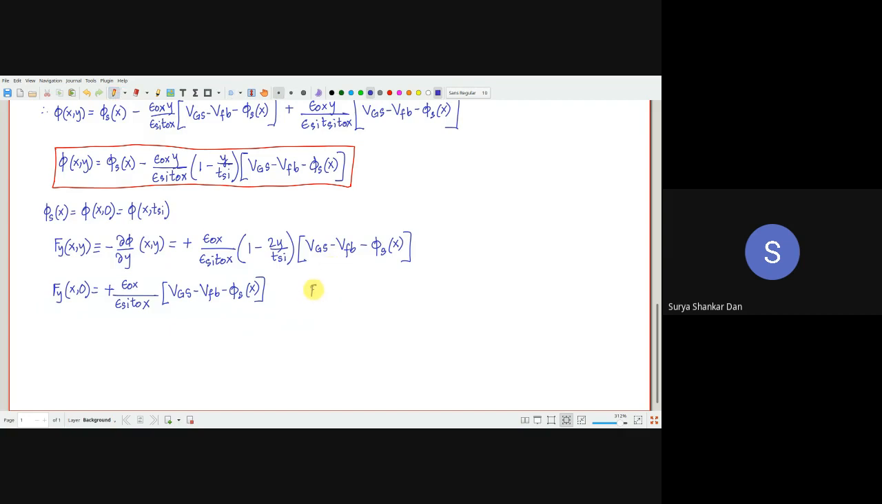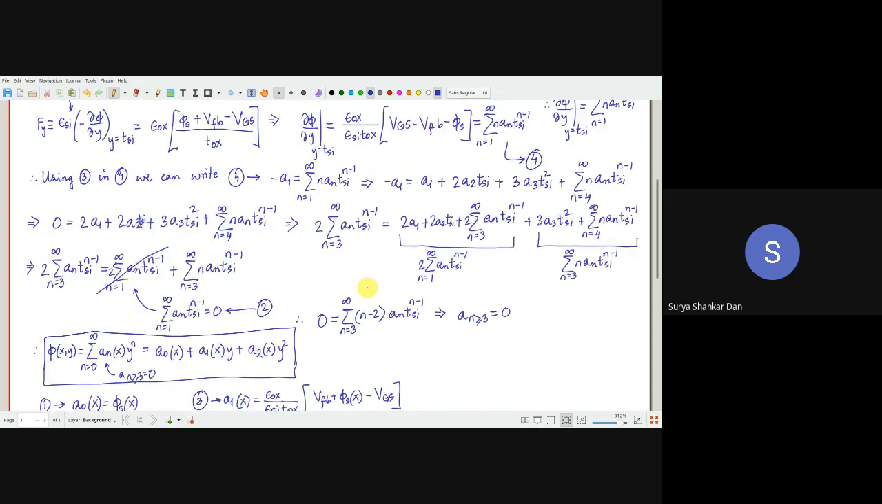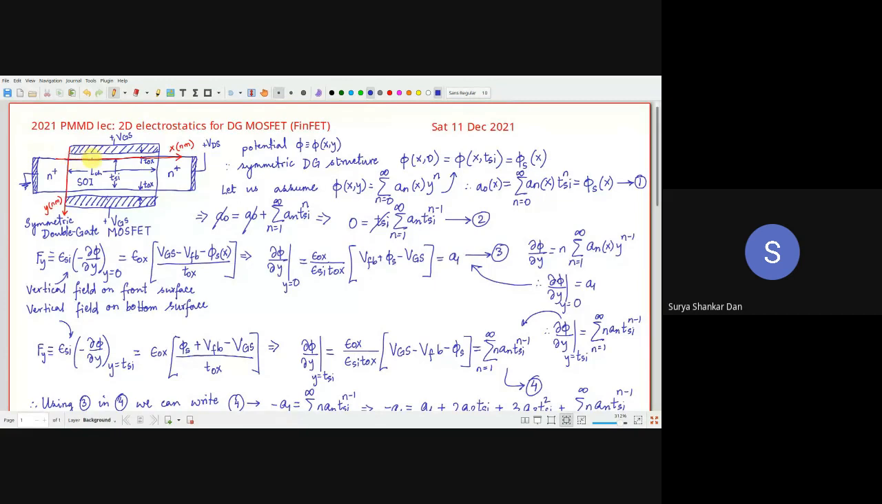Now, when we are trying to find out F_y of x, t_si, so F_y at (x, y) is F_y as a function of x and 0. 0 means here on the top surface. F_y at x comma t_si is on the bottom surface here. So as you can see, this is t_si. This is your 0 comma 0 point. This is your 0 comma t_si point.